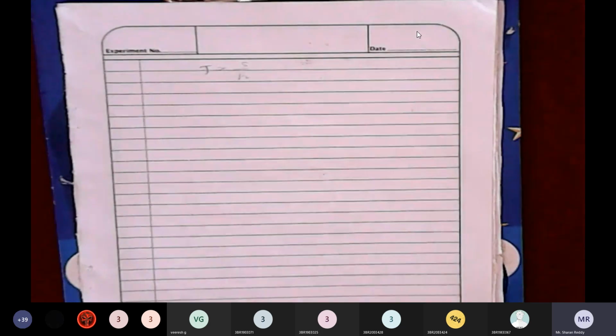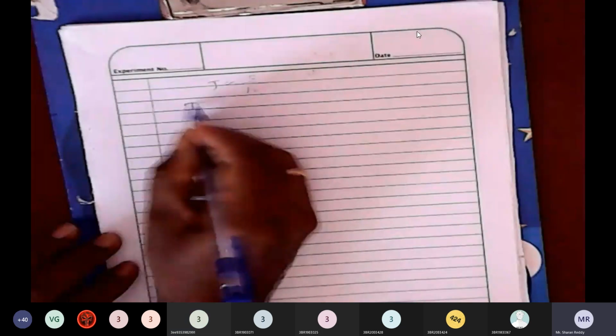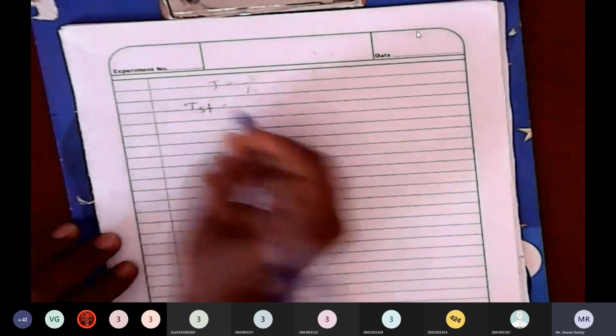What are the things, the 6 questions we have completed so far? Anybody can tell? Starting torque, running torque, and maximum torque. We have completed the expression for starting torque. What is that expression for starting torque?